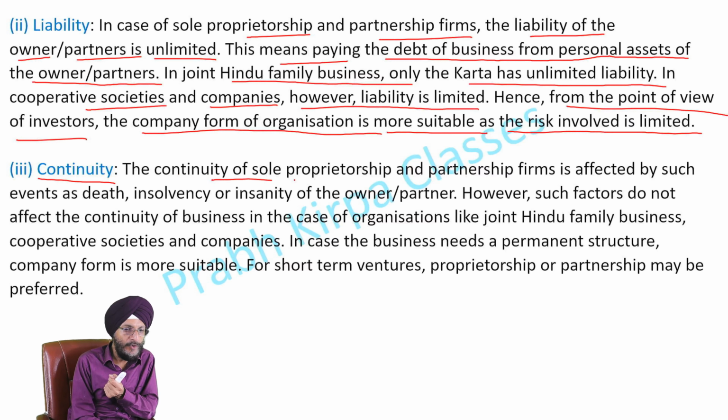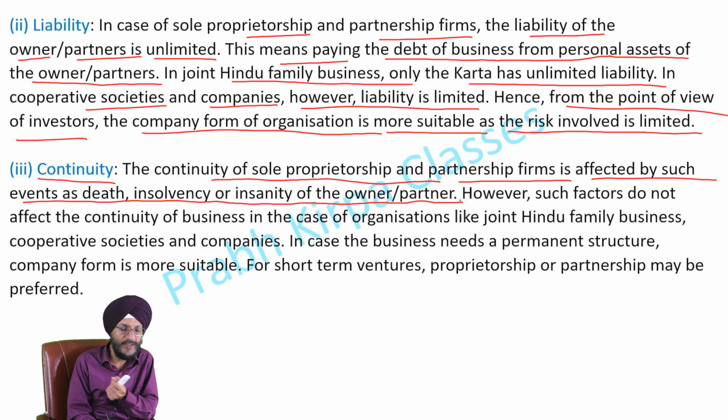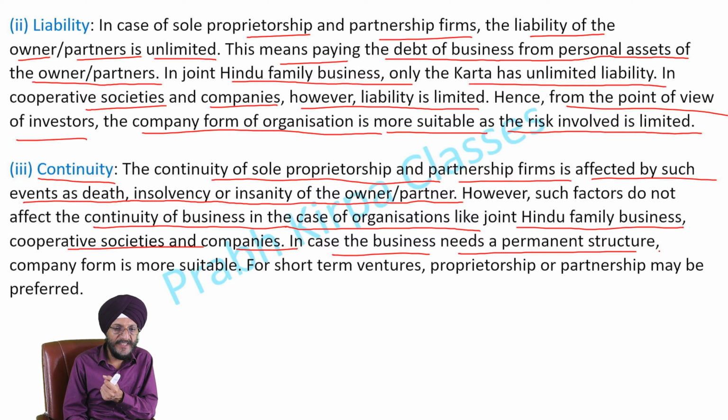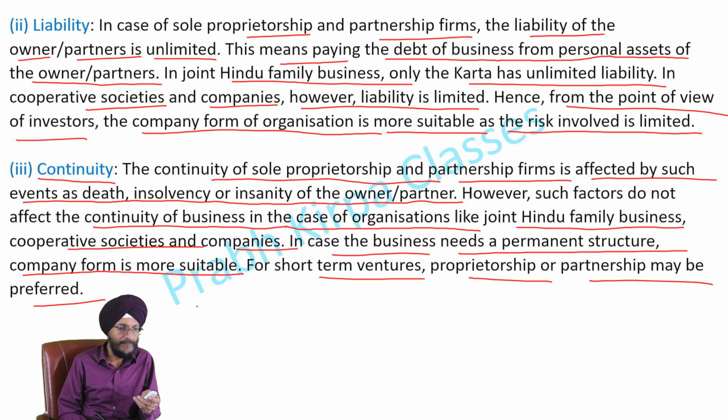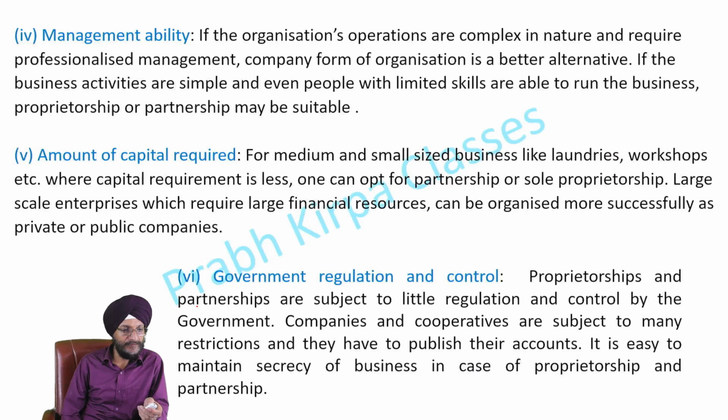Continuity. The continuity of sole proprietorship and partnership firms is affected by events such as death, insolvency, insanity of the owner or partner. However, such factors do not affect the continuity of business in the case of organizations like joint Hindu family business, cooperative societies, or companies. In case the business needs a permanent structure, company form is more suitable. For short term ventures, proprietorship or partnership may be the preferred form of business organization.